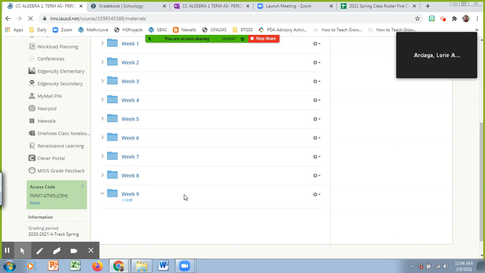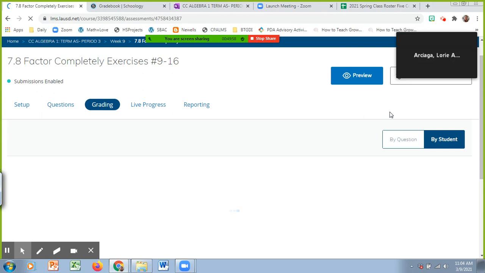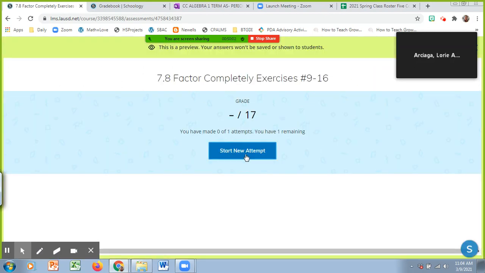So let's look at another one. It says factor completely. So click on that one, factor completely. I wanna show you that because you might get confused when you guys are doing it. So let me help you. Let's get started. Oh, why does it only have one attempt? Remind me to give you 2 attempts.